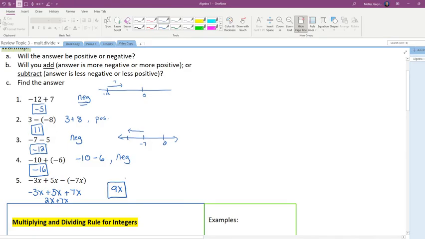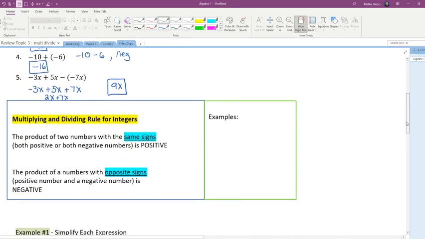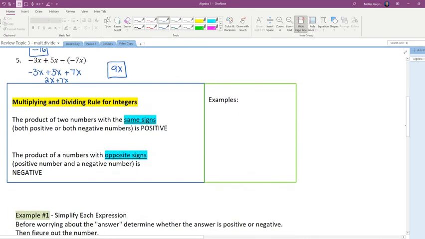All right, so hopefully those are going fine. Let's move on today and briefly review our rules for multiplying and dividing positive and negative numbers. Specifically, I think we'll stick with integers today. So the product, multiplying two numbers together with the same sign, is going to end up being a positive answer regardless.